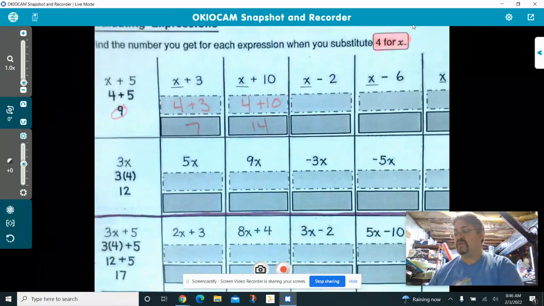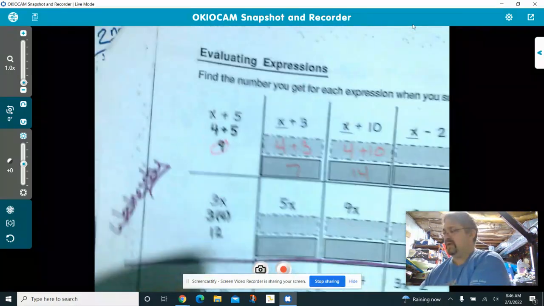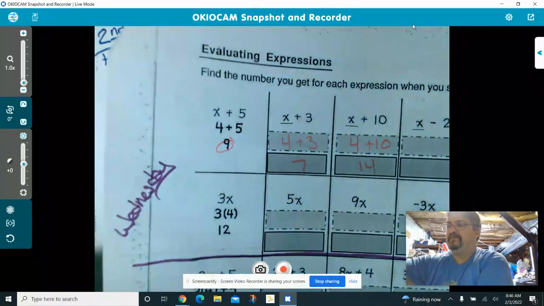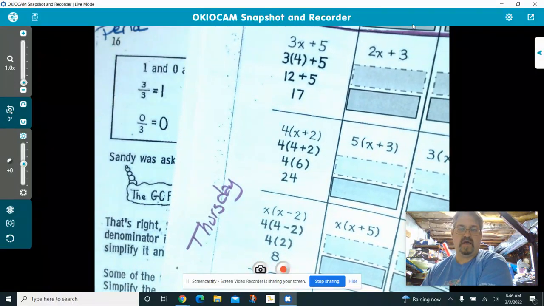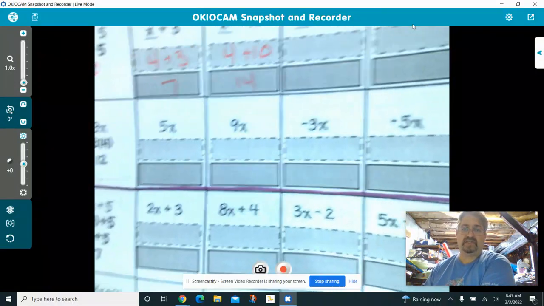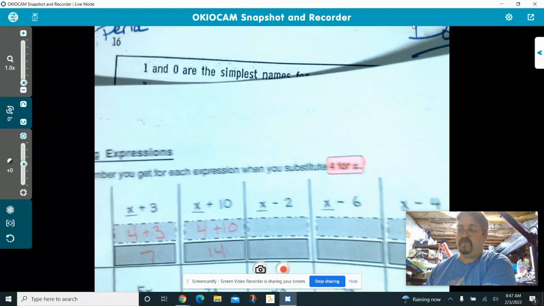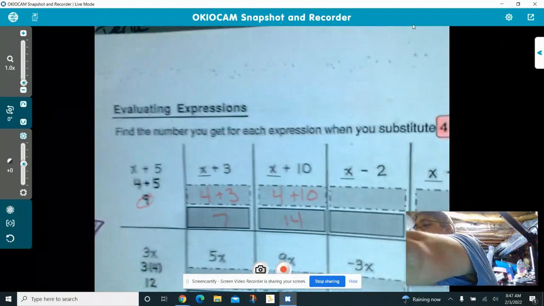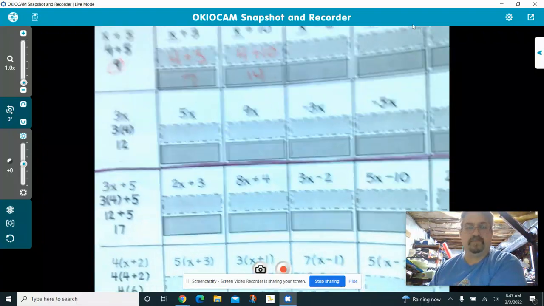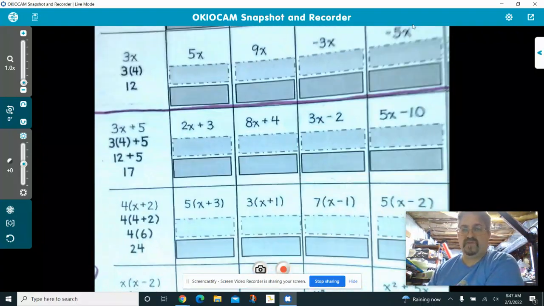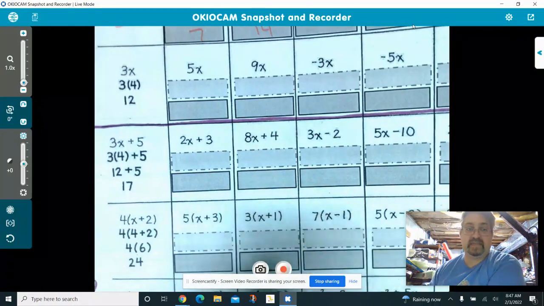Now, those were what were supposed to be done on Wednesday. Today, however, is Thursday. Well, guess what? It's still the same page. It's still the same rules. Substitute 4 for x. So wherever you see x, put a number 4. Everything below this line is Thursday's, is today's.